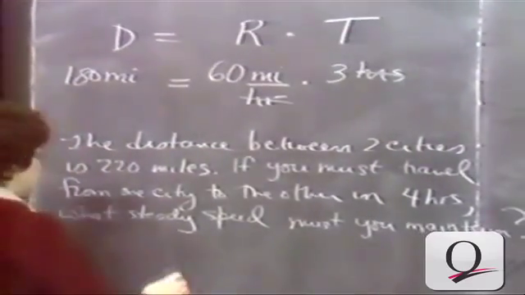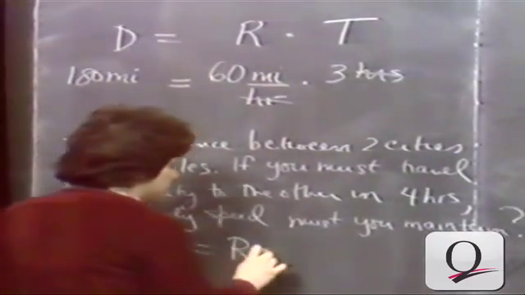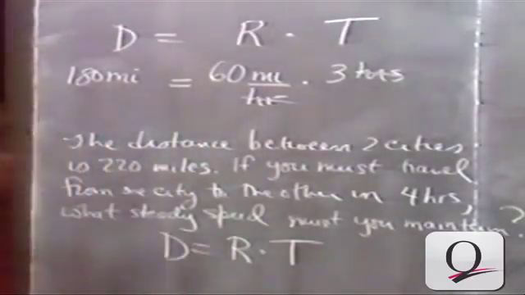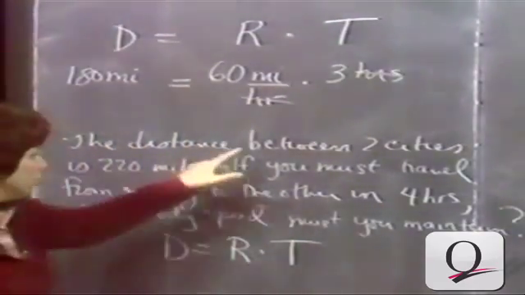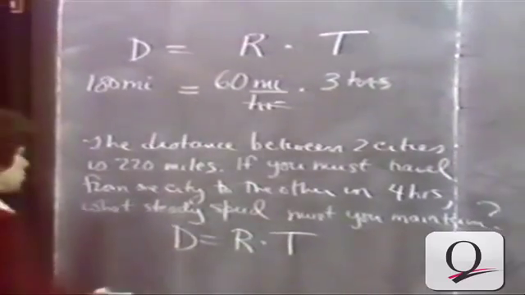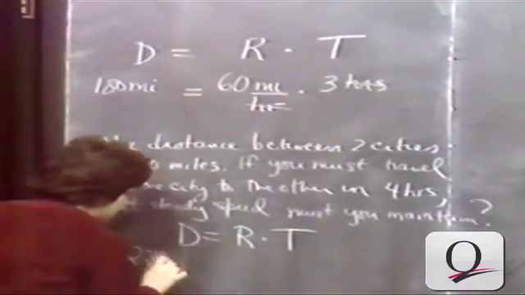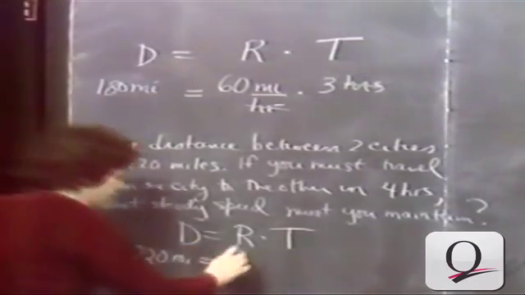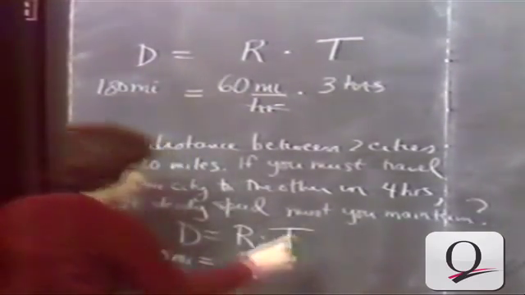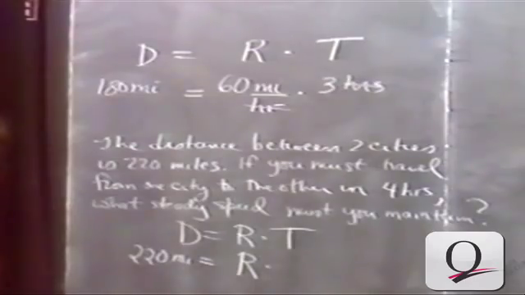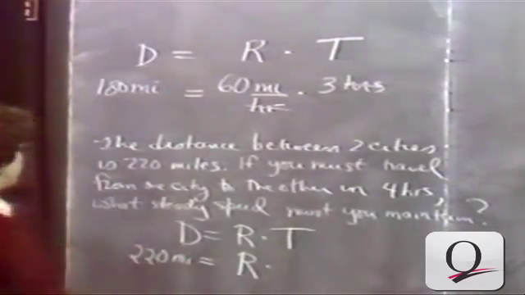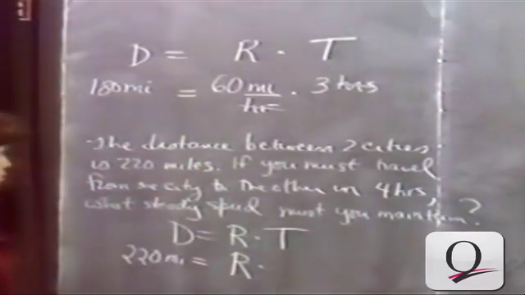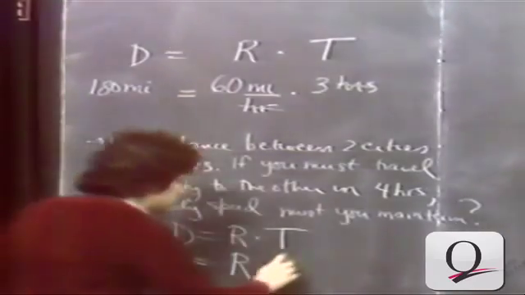Okay. Once again, we go to our formula. Distance is rate times time. This time, however, I have told you the distance that you have to travel. That's 220 miles. We are looking for the rate. And I tell you the time: you have to complete that trip between the two cities in 4 hours.